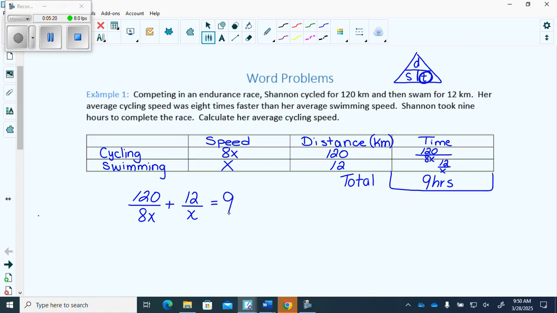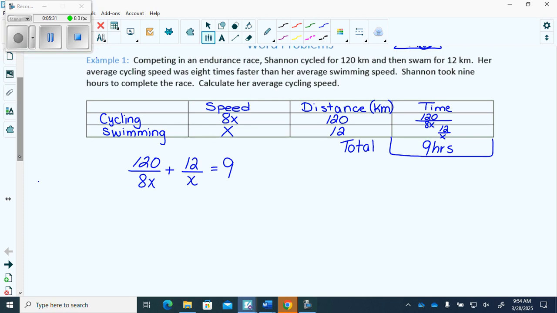Not a hard equation to make, correct? Especially when they give you total time. Total time is the easiest one. Now what are you going to have to do? Find x. Go. Okay, so this one here, we have 8x.